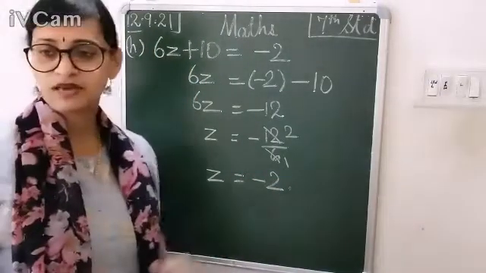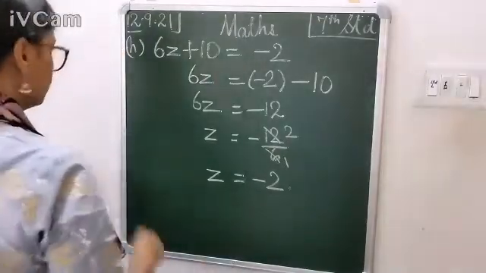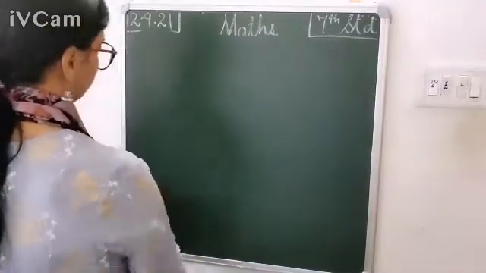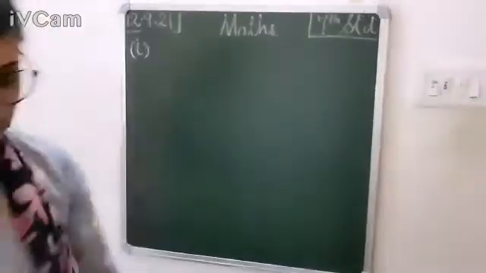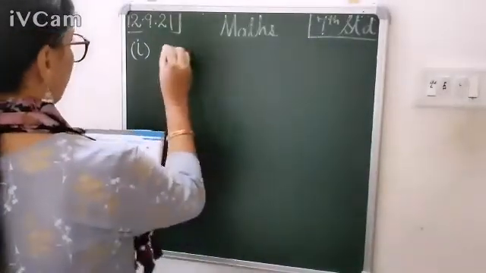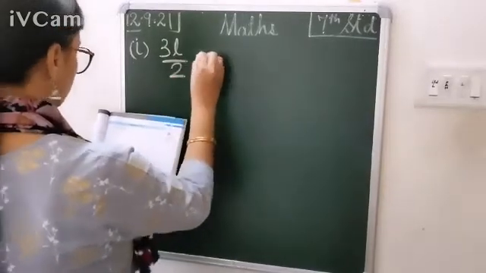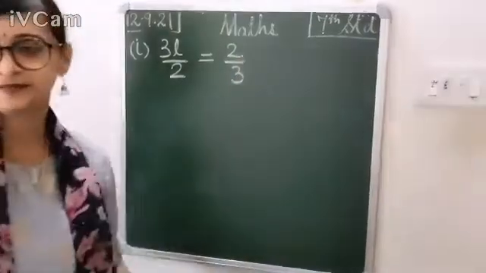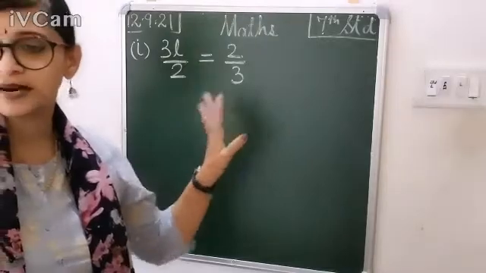Okay, hope all of you have understood even H. Now we'll move on to the next one. Next I, you have 3l divided by 2 is equal to 2 by 3.